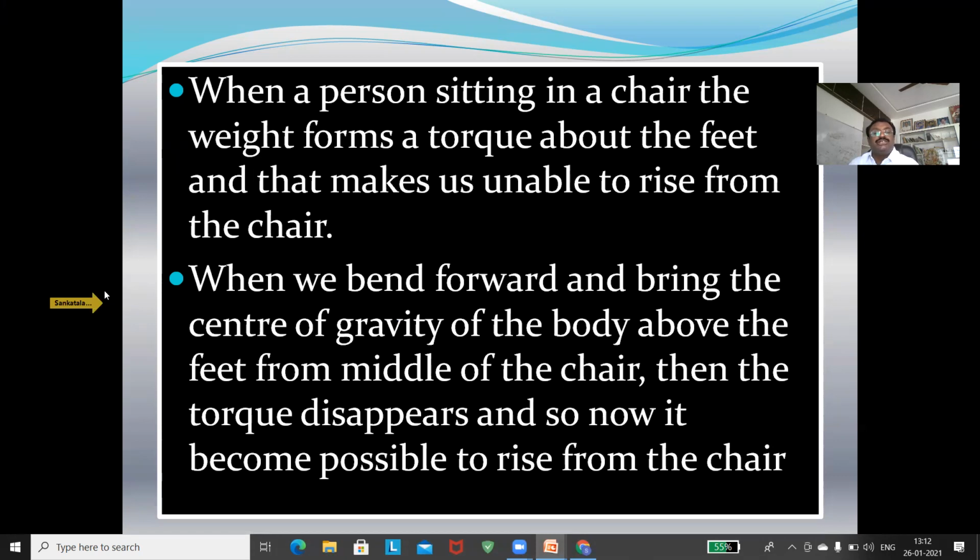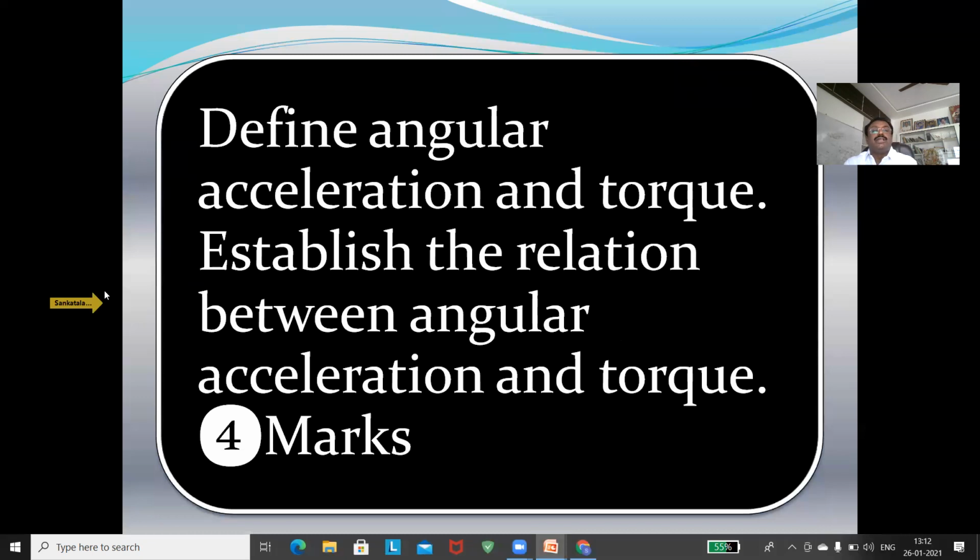Okay, have you understood? Now, next, another question, a 4-mark question. Define angular acceleration and torque. Establish the relation between angular acceleration and torque.